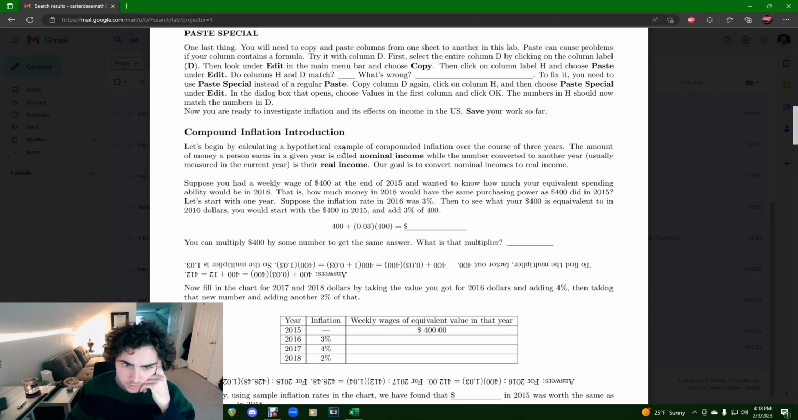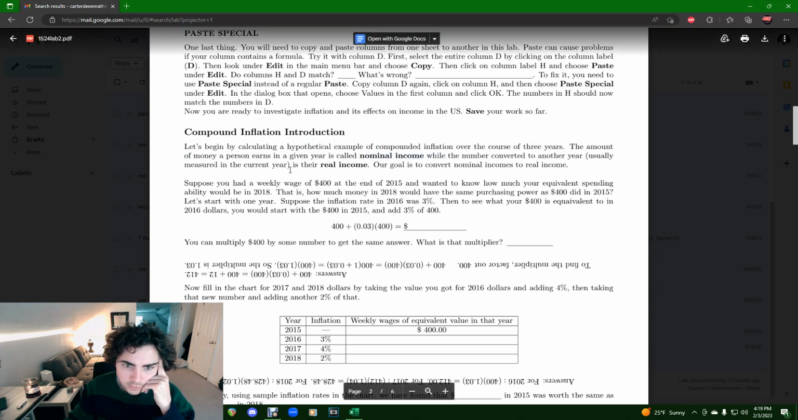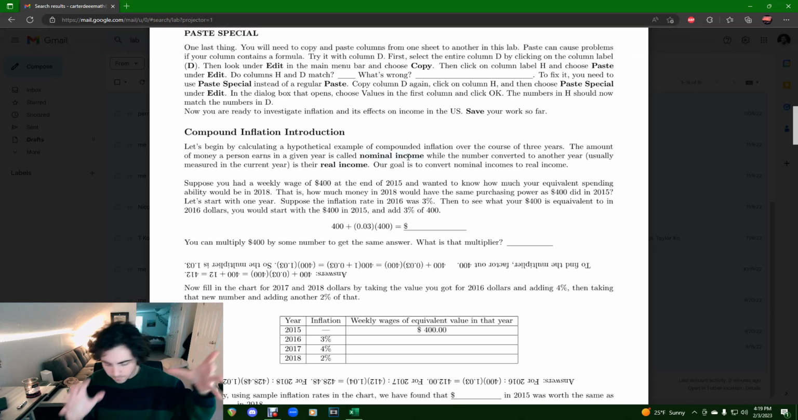So let's see, they talk a little bit about nominal income, while the number converted to another year is their real income. They're basically saying nominal income is the income some person was earning in the past, say 1980, but then the real income would be what their income is worth in today's dollars. So when people say that in 1900 someone won the lottery for $1 million, that might be worth like $2 billion today or something. I don't know if the lottery existed back then, but you get the idea.